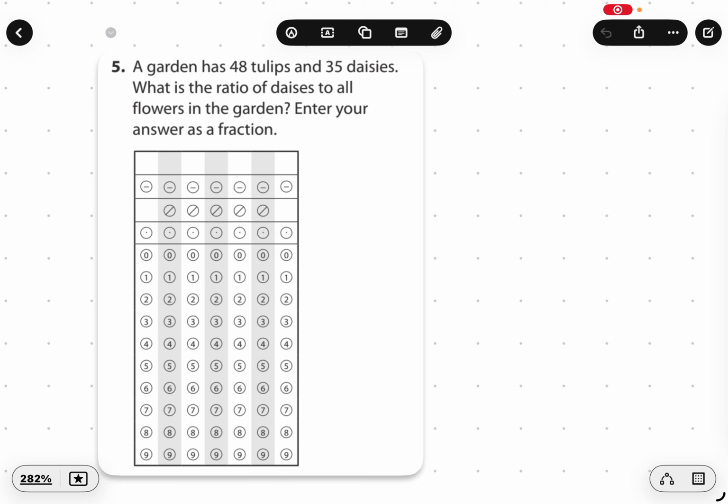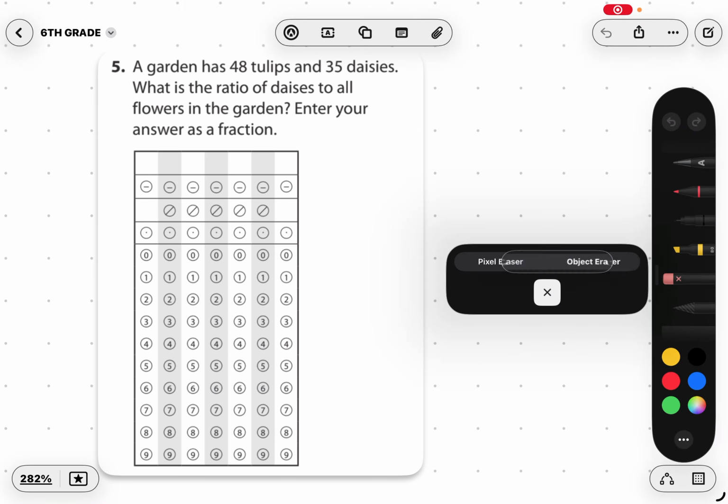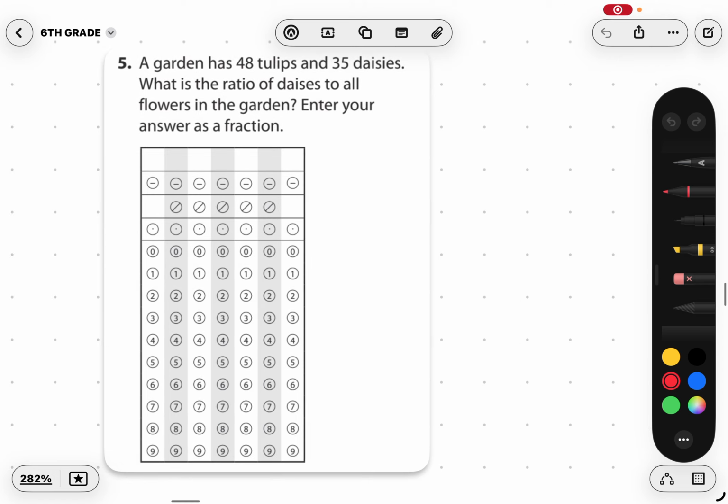Number 5 reads, a garden has 48 tulips and 35 daisies. What is the ratio of daisies to all flowers in the garden? So all flowers, that's another way to say total. Let's underline all flowers, because all is the same as total, which means we're going to have to add. And they want daisies to all the flowers.